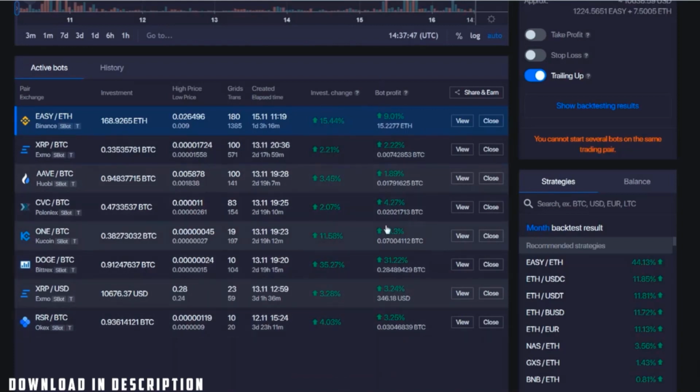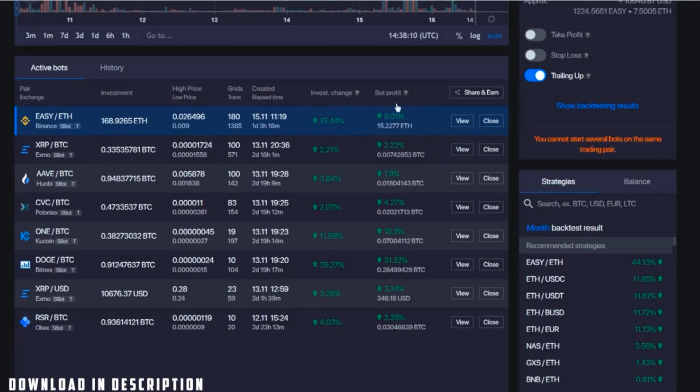Some of them a lot more than others, depending on the pairs that you've decided to allow the bots to trade. So what we see here is the investment change. That's how much my portfolio has gone up, with the volatility of the asset. But the important part is this bit, which is the bot profit. So while the investment change is good, the bot has accumulated 9% more of my entire portfolio's worth.